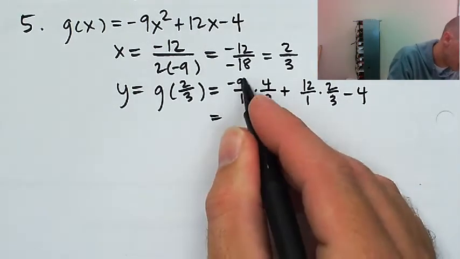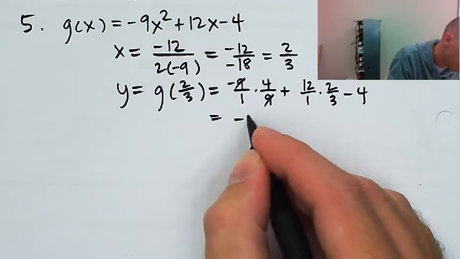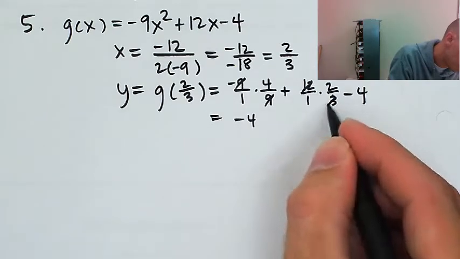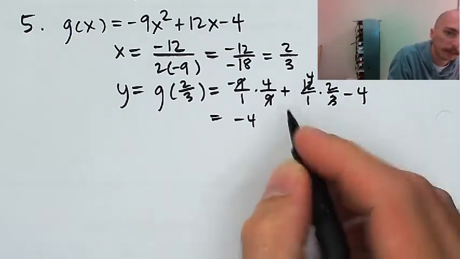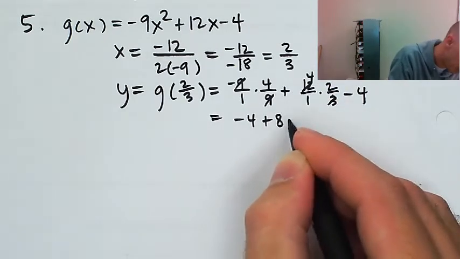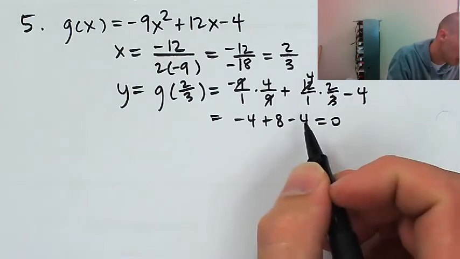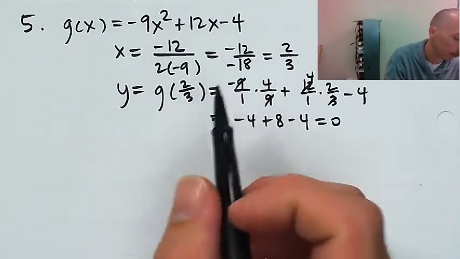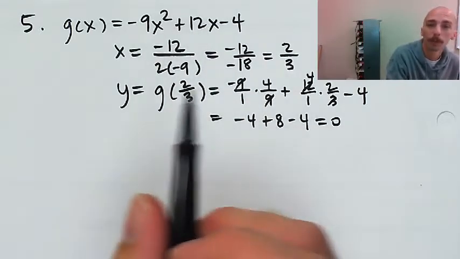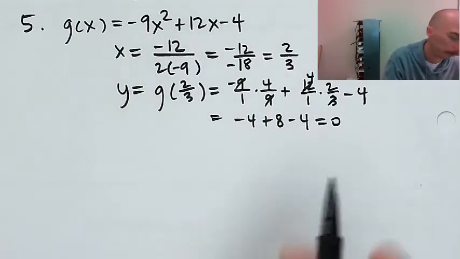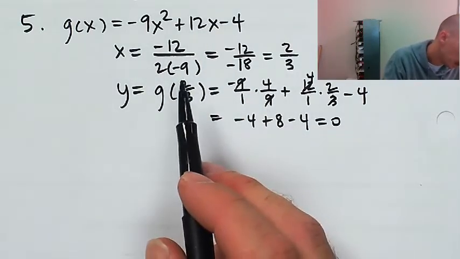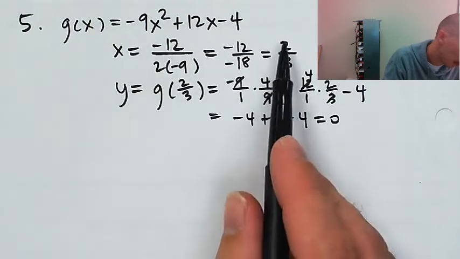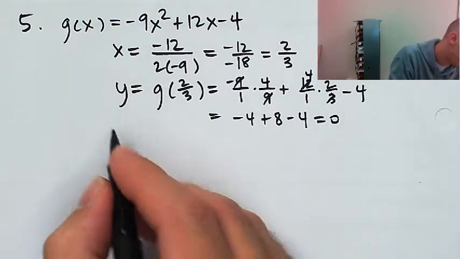Now I'm going to say, all right, I could say that's -4 plus 8 minus 4, and that's 0. Interesting. Okay, yeah, I could see how that works. If you're a real Algebra 1 expert, you could see maybe this is a perfect square trinomial. It must be, but that's not what we're talking about here. Okay, x is 2/3, y is 0.